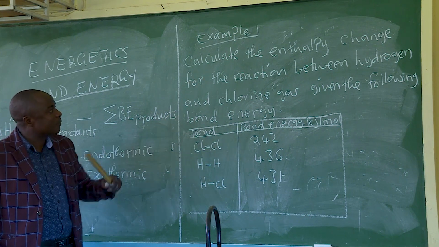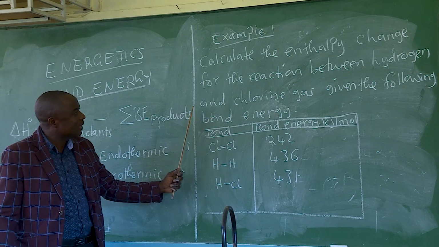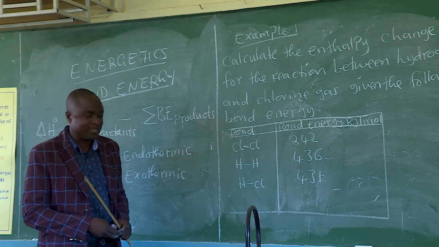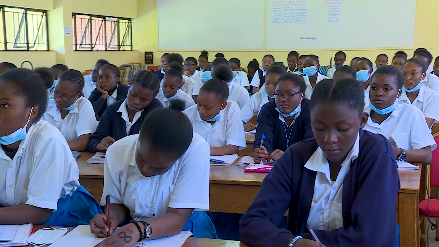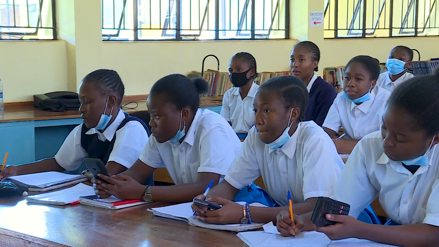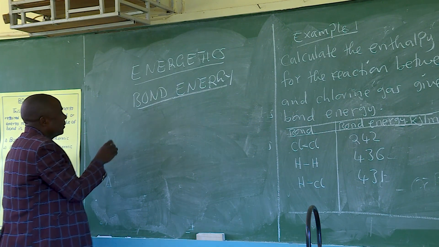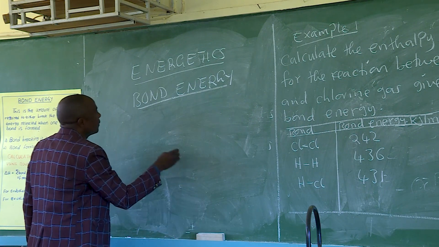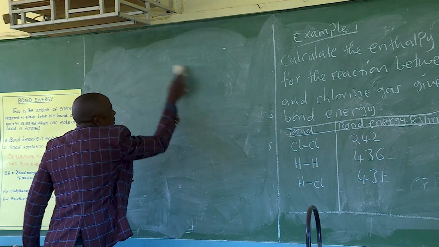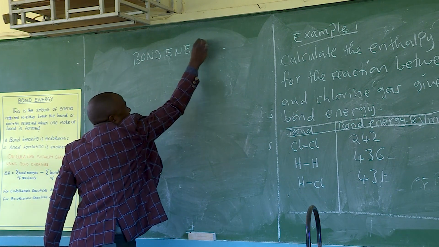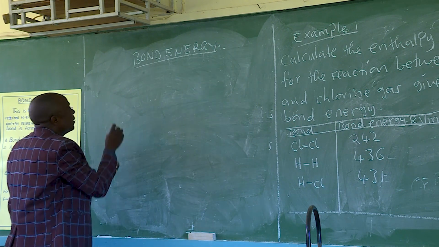So we have to calculate the enthalpy change for the reaction between hydrogen and chlorine gas, given these values for the bond energies. We'll come to this part of the board. The first thing we are supposed to do is come up with the equation to show us what is happening in the reaction. I'll write bond energy there.